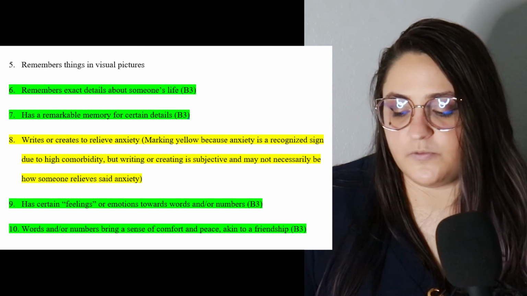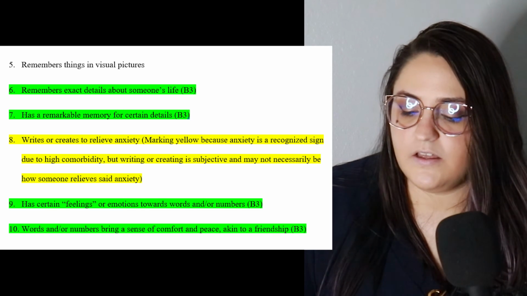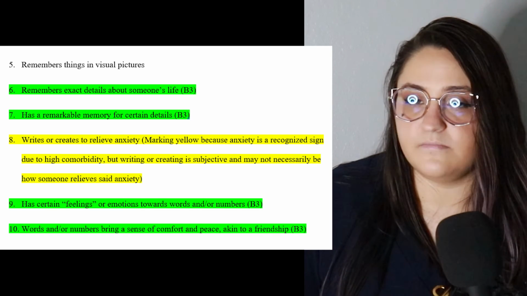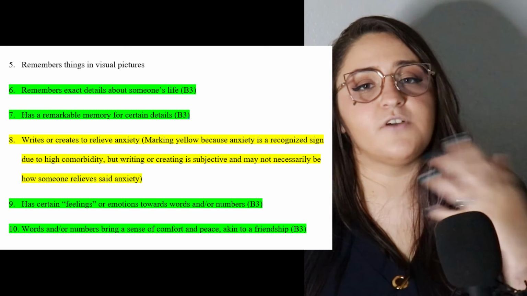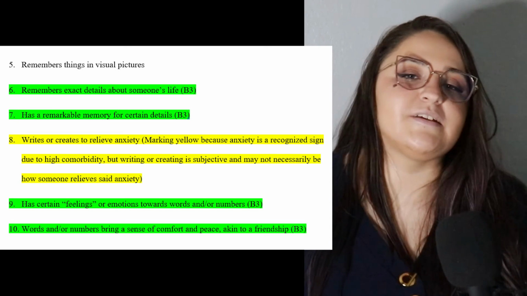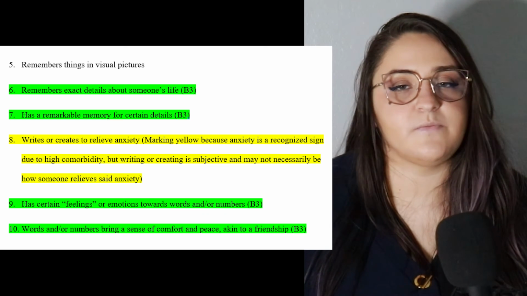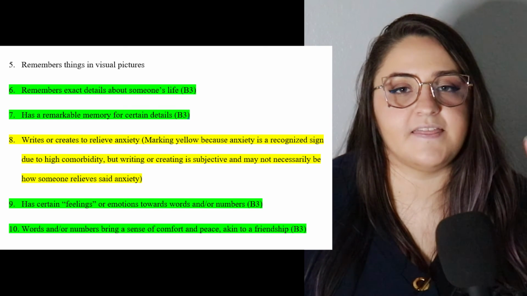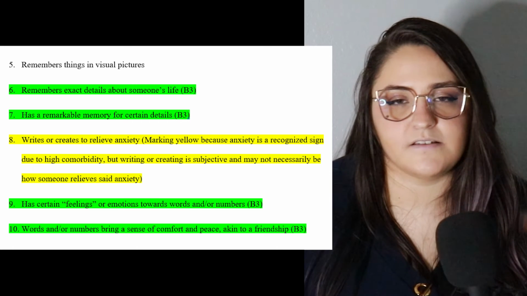I feel that falls under B3. Has remarkable memory for certain details, also B3. Writes or creates to relieve anxiety. I marked this one yellow because anxiety is a recognized sign due to high comorbidity, but specifically the whole writing and creative part is subjective, so someone might do something else to relieve their anxiety. I don't feel like that particular thing is going to hit the mark as a criterion.